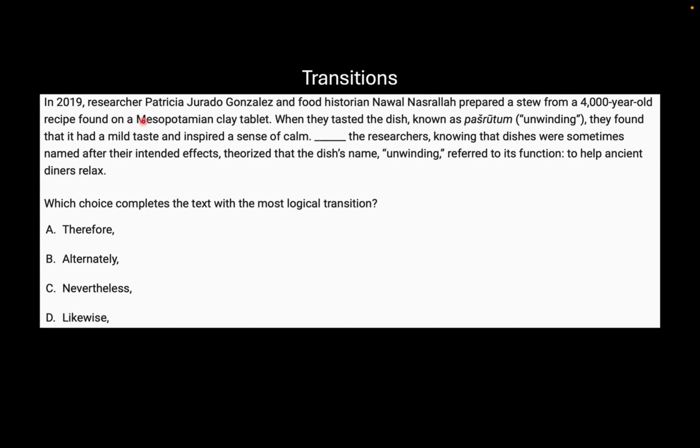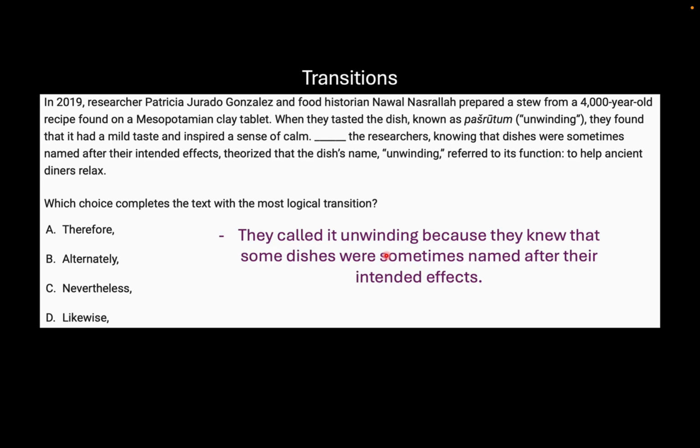In 2019, researcher Patricia Jurado Gonzalez and food historian Nawal Nasrallah prepared a stew from a 4,000-year-old recipe found on a Mesopotamian clay tablet. When they tasted the dish, known as pasratum, unwinding, they found that it had a mild taste and inspired a sense of calm. The researchers, knowing that dishes were sometimes named after their intended effects, theorized that the dish's name, unwinding, referred to its function, to help ancient diners relax. So they basically called it unwinding because they knew that some dishes were sometimes named after their intended effects.